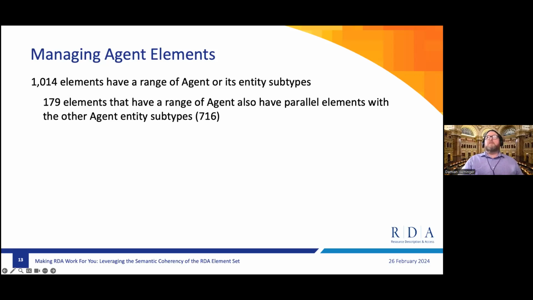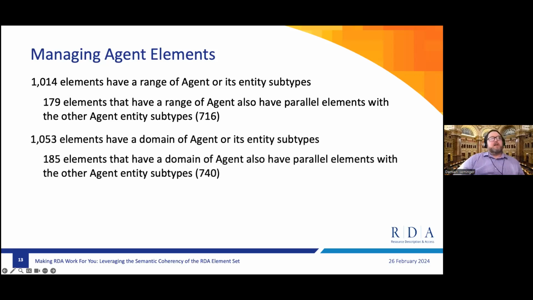What I'm talking about is something like, let's take an example like has author person. Well, there also exist has author collective agent, has author corporate body, has author family, and has author agent. So basically from one has author agent, we've generated four other relationships. This is what I mean by parallel elements.